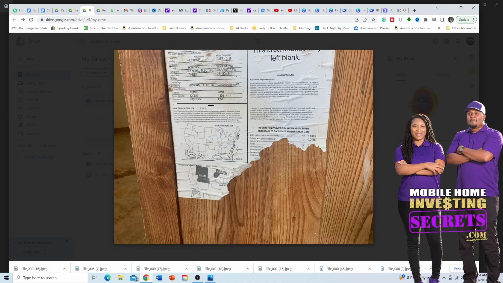And when you're looking at this home, it's good to just pull out your phone and take a picture of that data plate. That way you can always have it if you need to relay some information to a park or a city if you're getting permits. It's just good to have pictures of all of these things, the labels, serial numbers, all of that. Just keep pictures of these things, that way you don't have to have that physical paper on you.